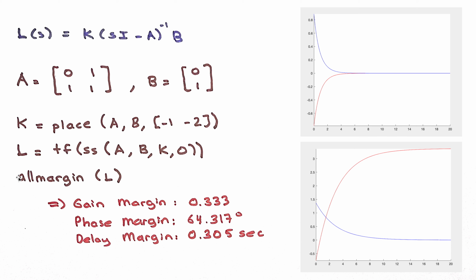And then I am applying this MATLAB command, allmargin of L. You can also look at the Bode plot to calculate margins. I just personally use the allmargin command more. It directly gives me the gain margin, not in decibels, but in regular units, 0.333, a phase margin of 64.317 degrees, and a delay margin of 0.305 seconds.